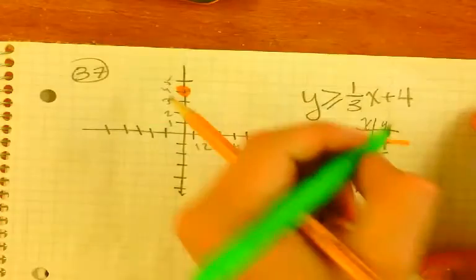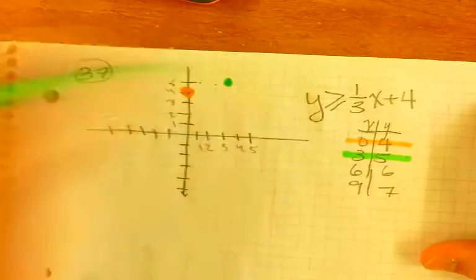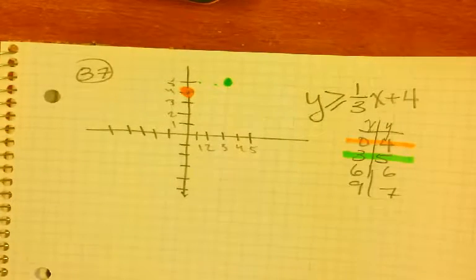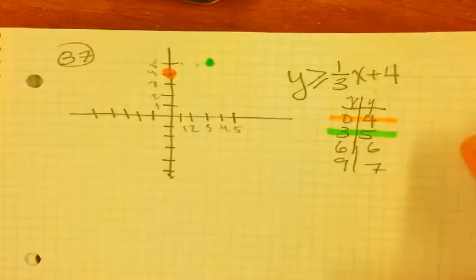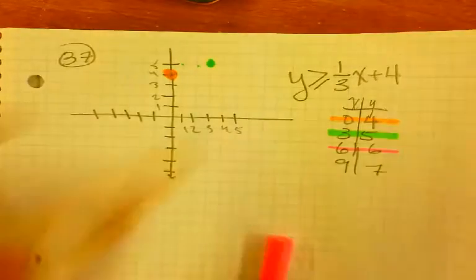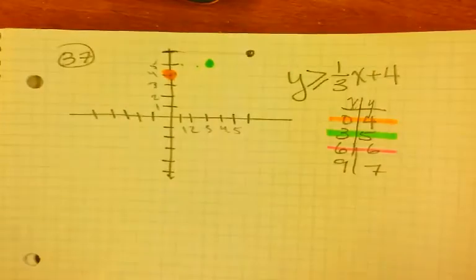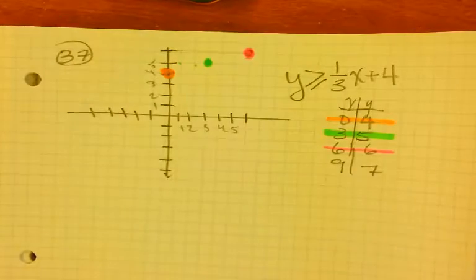Now let's do 3, 5. Coming up 3. Coming up 5. Now we'll do 6 and 6. All right, 6 and 6 is going to be here. All right. So I'm going to put my calculator down, draw my straight line on there so I have all 3 points.